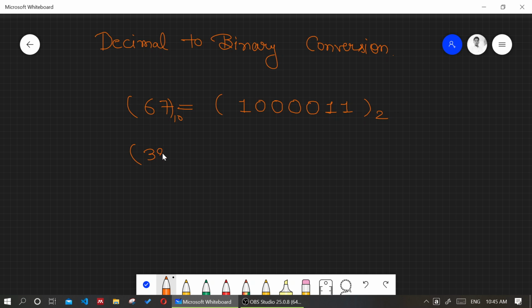Now let's take another example as 39. So 39 is in decimal, you have to convert it into binary. So just write, it will be 32 plus 16 will be 0 for 16, then 0 for 8, then 1 1 and 1. So this will be the binary equivalent. So similarly you can do it. The more you practice, the easier you will find the same thing.